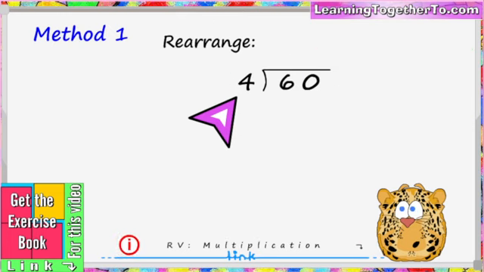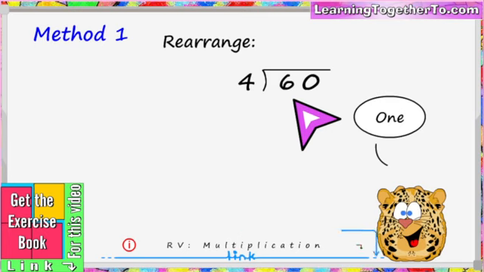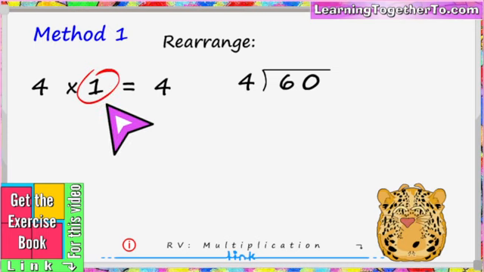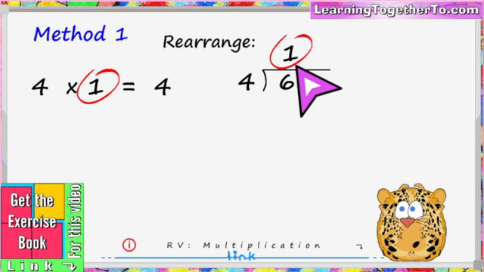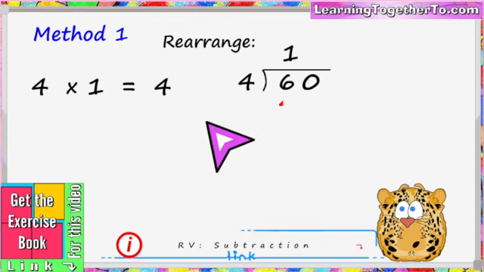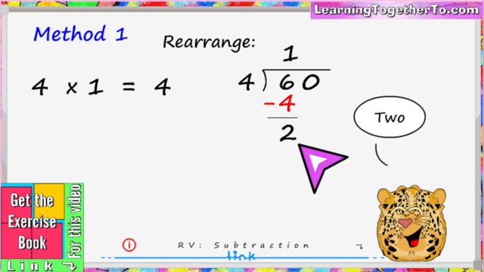Simon, how many times does 4 go into 6? 1. Nice job, Simon. 4 times 1 is equal to 4. Let's write that 1 above the bracket, above the dividend, in the same column as the 6. Now, let's write the answer from the multiplication under the 6 and subtract it from the 6. 6 minus 4 is equal to 2. Very good, Simon.